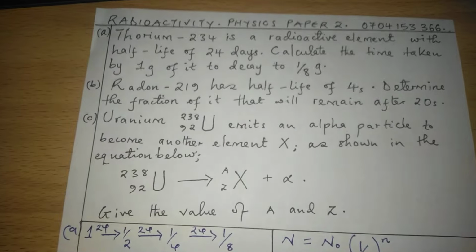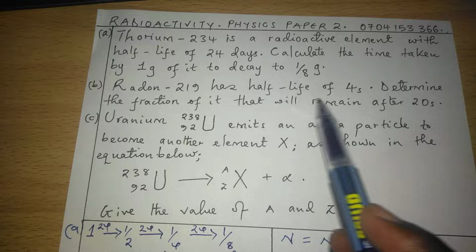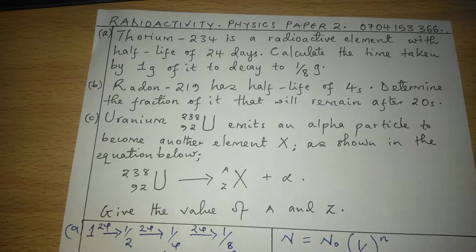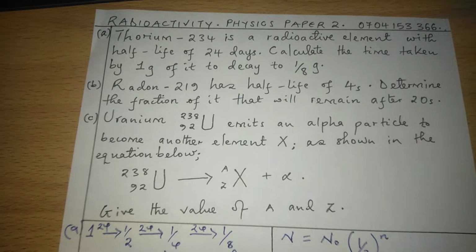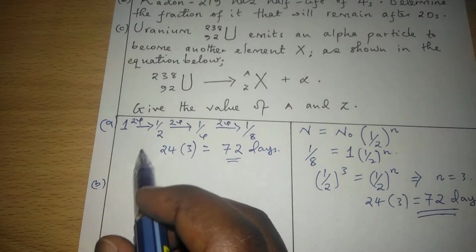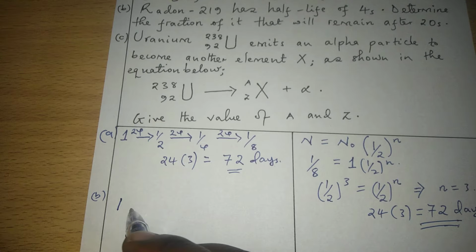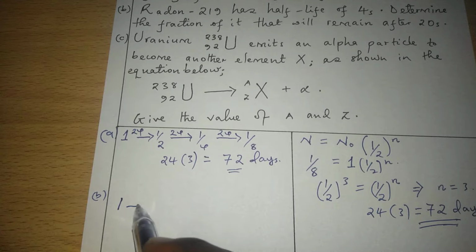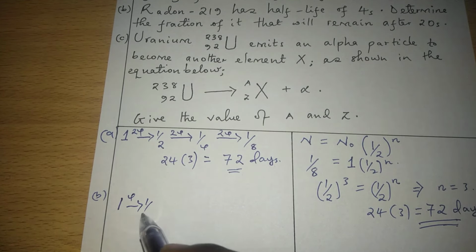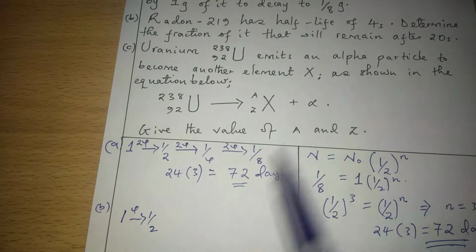Then we have another question, which is asking about radon-219 with a half-life of 4 seconds. Determine the fraction that will remain after 20 seconds. We can again follow the reaction series, whereby if the fraction starts when it is full, what fraction are we going to have after 20 seconds? So in the first 4 seconds, it becomes half, because the half-life is 4 seconds.